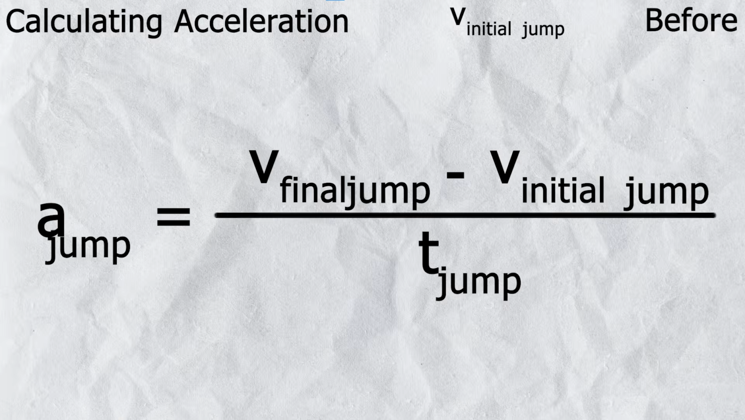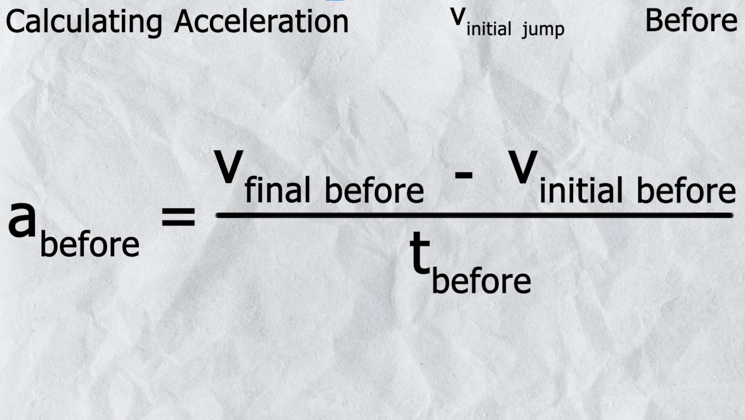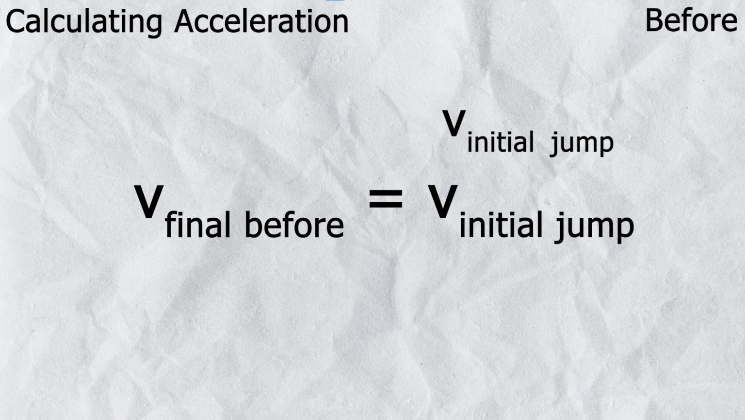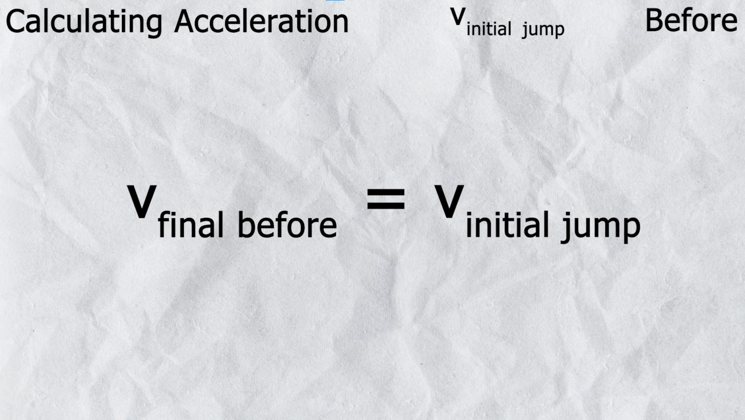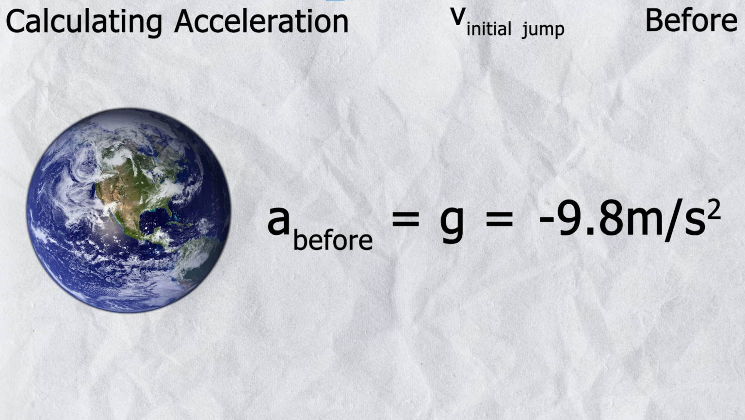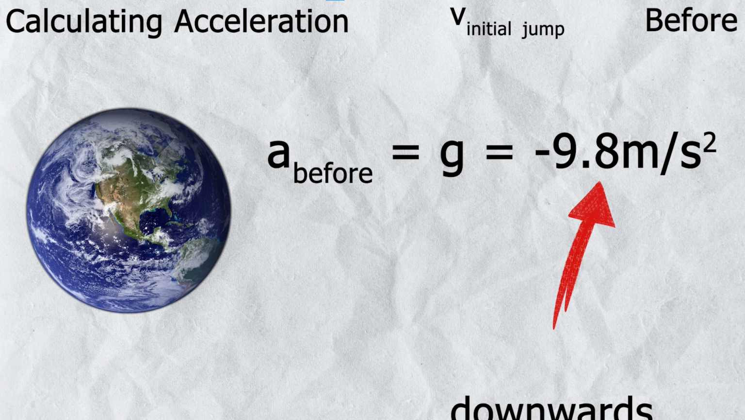If we use the same kinematics equation we used earlier but for the before part of the scenario, this final velocity would be the initial jump velocity, the same initial velocity we're looking for right now. We know that this is on Earth, so the before acceleration is negative 9.8 meters per second squared. It's negative since this acceleration is downwards.